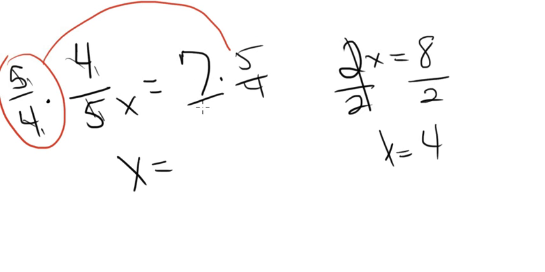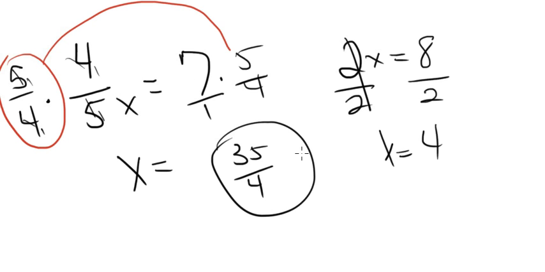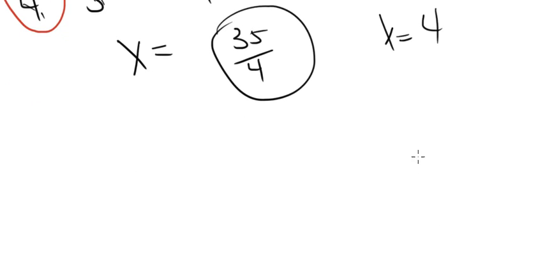To make it easy, put the 7 over a 1. And then we do our math. 7 times 5 is 35. 4 times 1 is 4. Our answer is 35/4. Pretty simple? Anybody not understand that? No, don't put it into a mixed number. Do not put it into a mixed number. Okay? Pretty good? That's all you're really doing, guys.